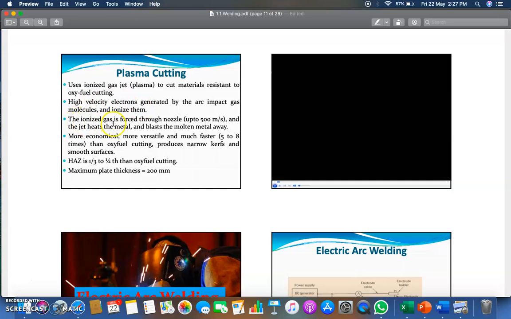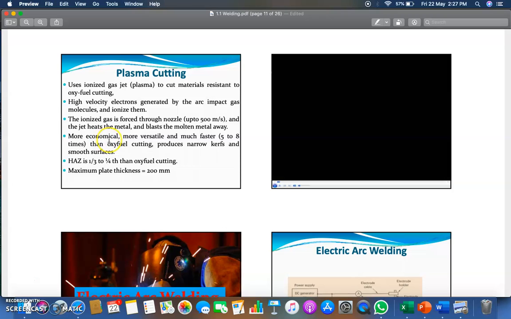The ionized gas is forced through a nozzle at up to 500 meters per second, and the jet heats the metal and blasts the molten metal away. In this way the molten metal is removed. This is the way you are going to cut the material.